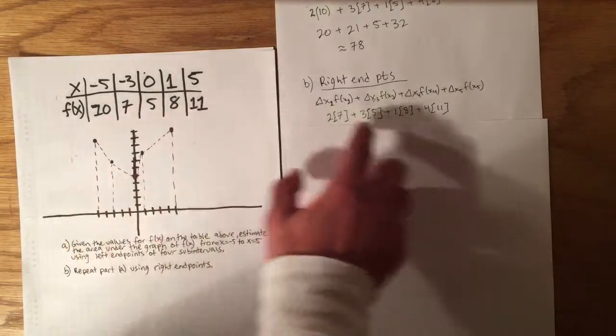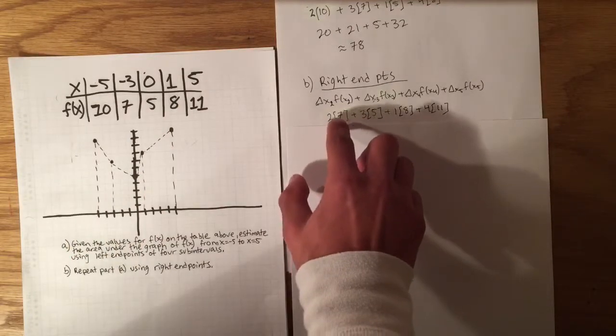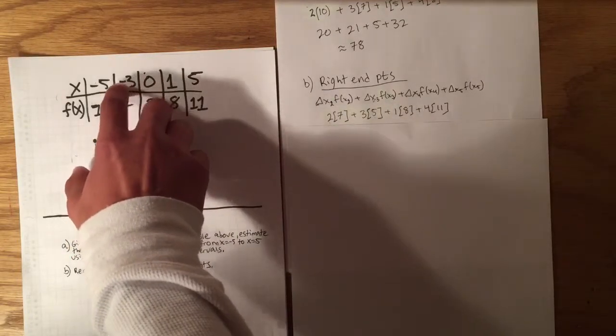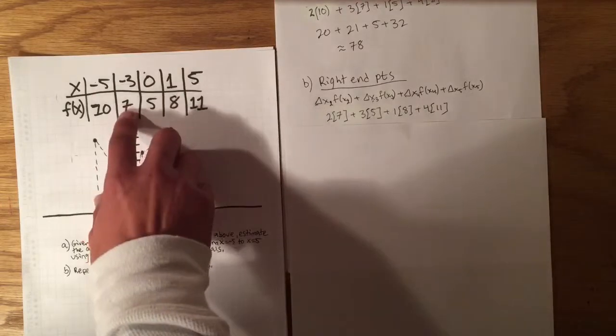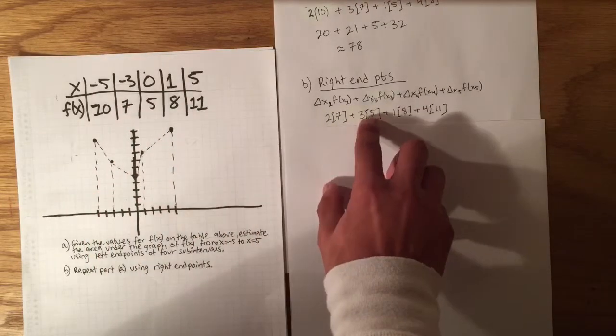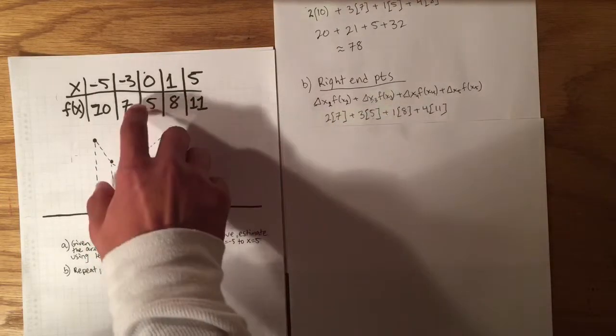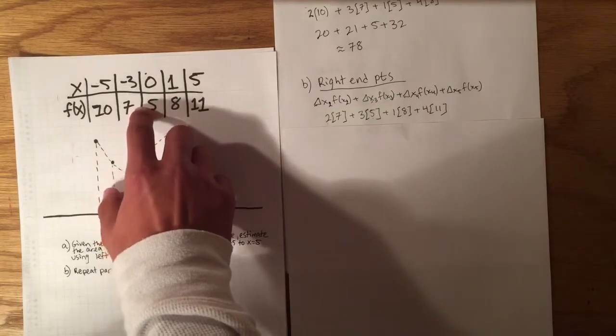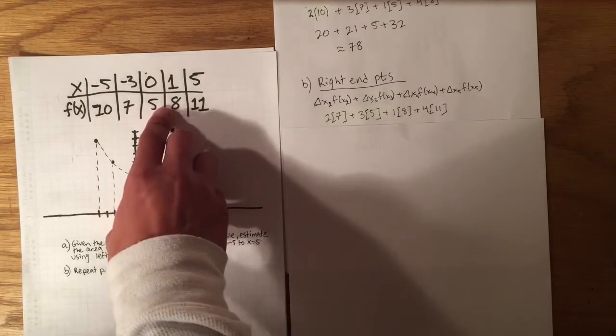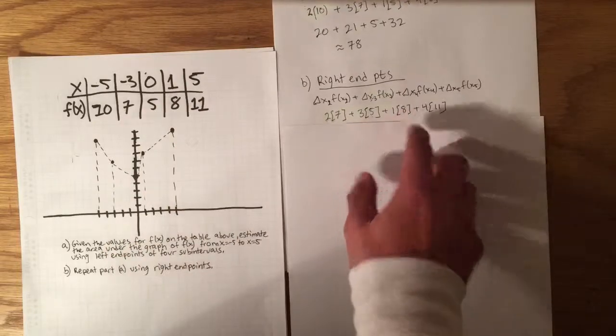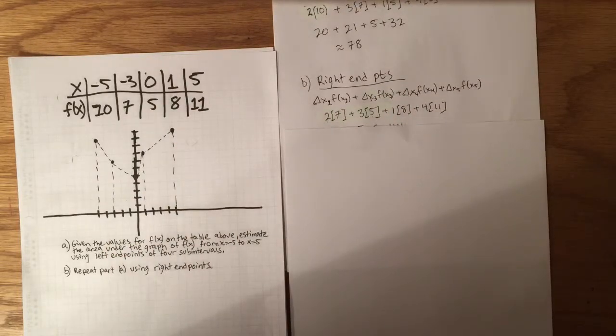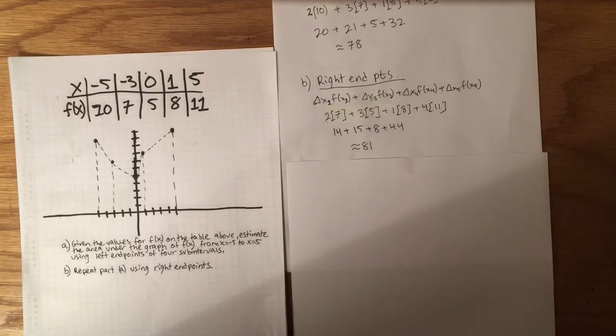The distance between the negative 3 and 5 is 2, and you want to use the right endpoint, so that's 7. And you do the same thing for your second right endpoint here, and then your third right endpoint, which is that. So you plug those in, and you end up getting 14 plus 15 plus 8 plus 44, and your answer is 81. So your area using your right endpoints for this problem is 81.